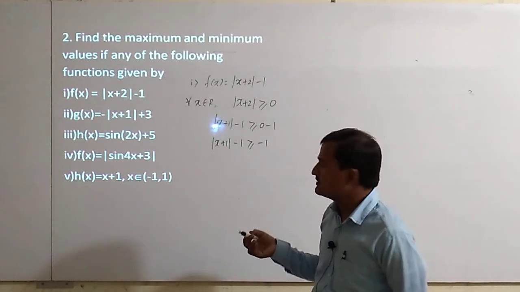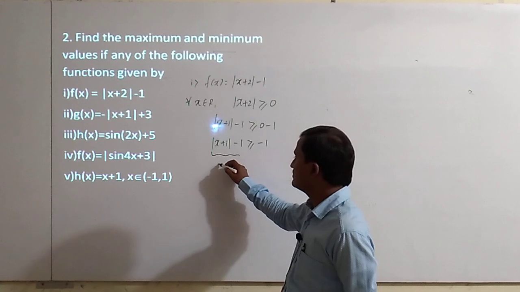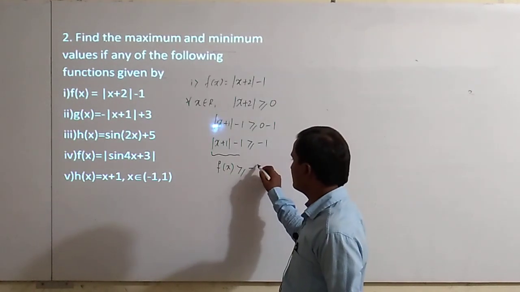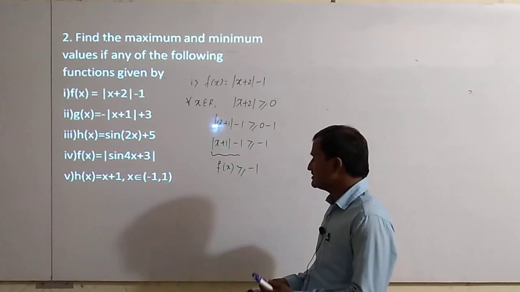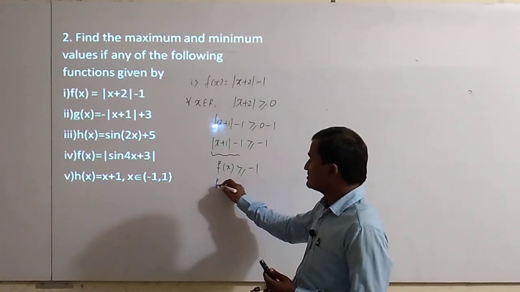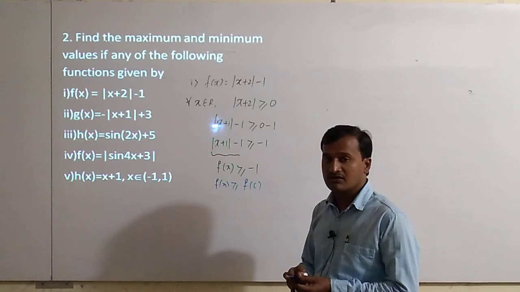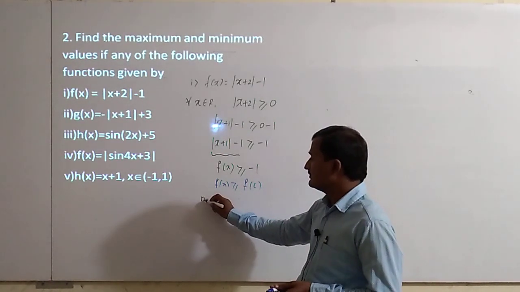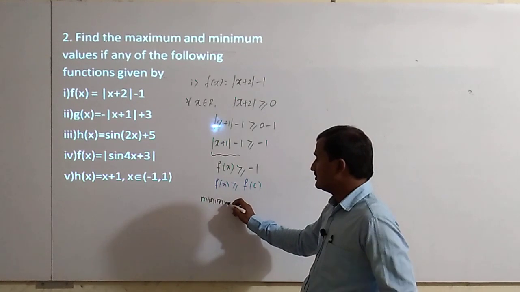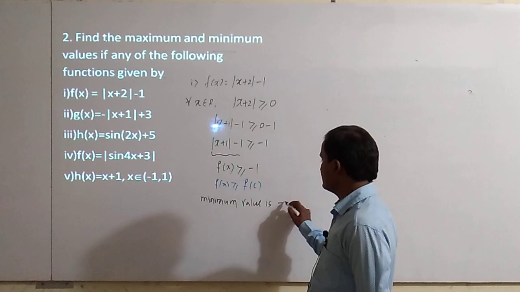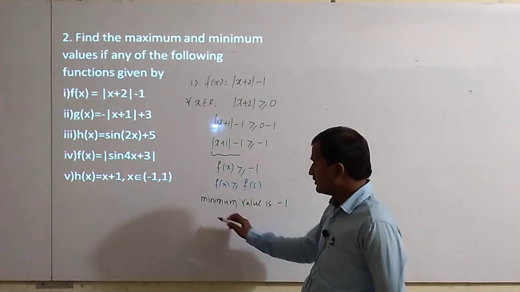0 minus 1 means minus 1. But what is the value of this one? So clearly it is f of x. F of x is more than or equal to what? Minus 1. Now it is in this form, f of x is more than or equal to f of c. So therefore the minimum value, what is the minimum value? Minimum value is minus 1.